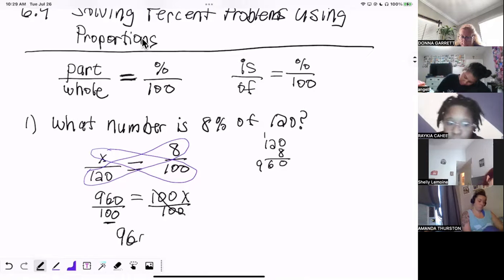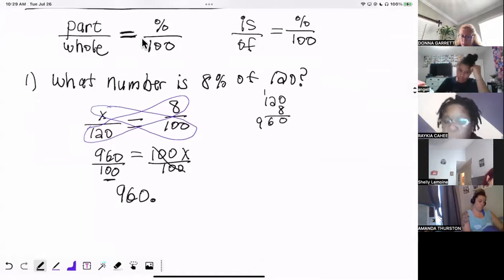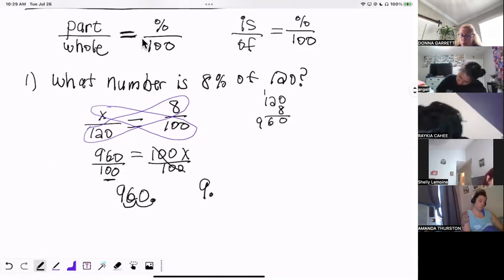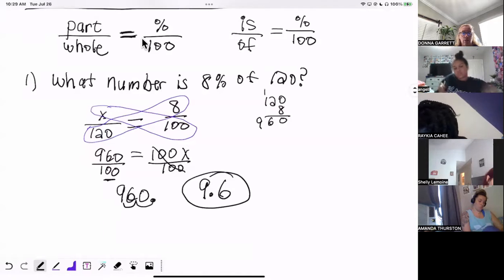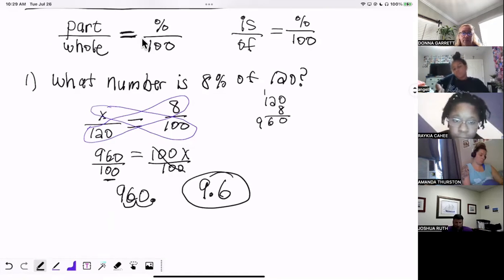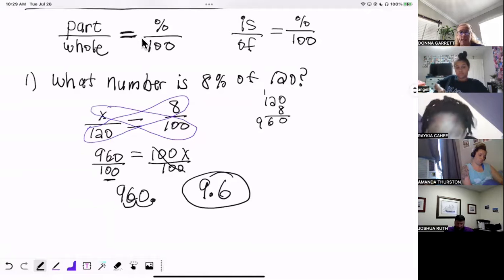So I take 960, the decimal place was here, and I got to move it 2 places to make it 9.6. That's my answer. 9.6 is 8% of 120. Okay, they're sort of all going to be like that. So any questions? I'm just going to give you different parts to ask for. I can ask you for percent, I can ask you for the whole, I can ask you for the part, but the 100 is always going to be 100.